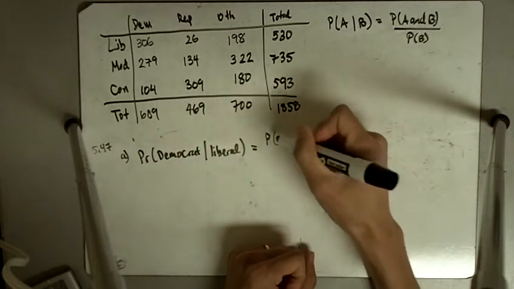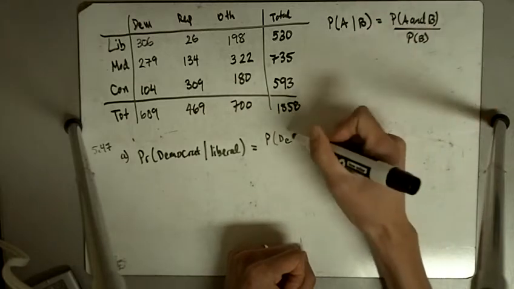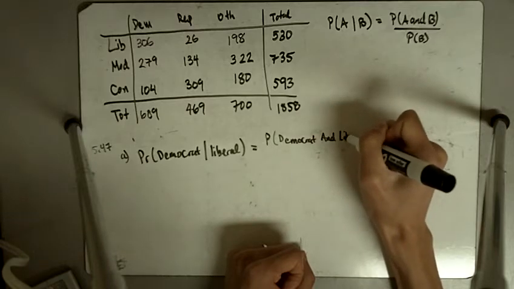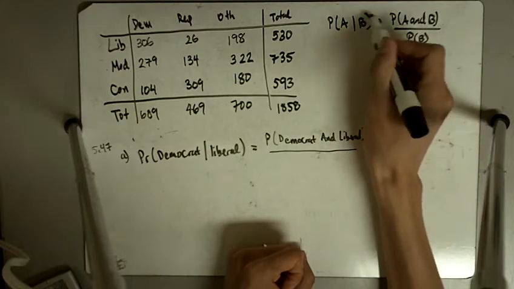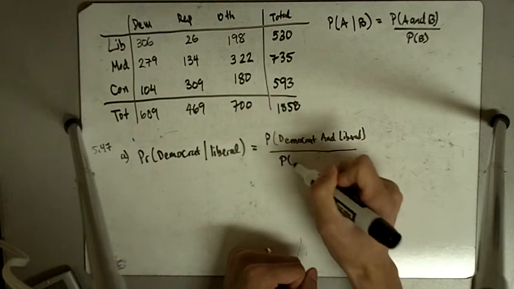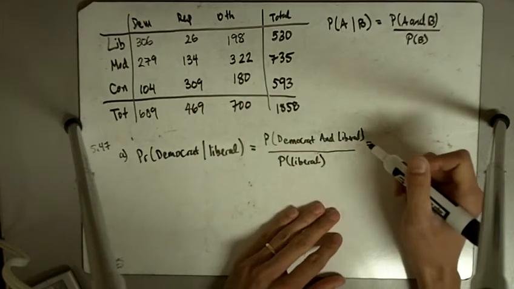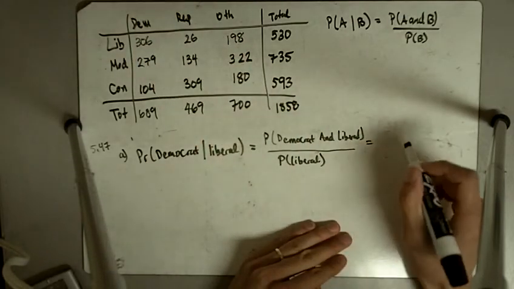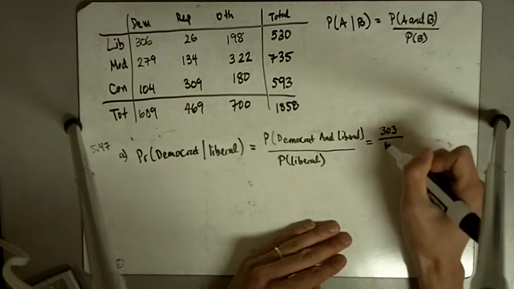So in this case, Democrat and liberal, we get Democrat given liberal. On the top part is going to be the A and B, so I'm going to have Democrat and liberal, divided by the probability of the given part. Here, given B goes on the bottom, so given the liberal goes on the bottom. All right, so what's the probability that someone is Democrat and liberal? Well, we have 306 people who are Democrats and liberal, so it's going to be 306 out of a total of 1858.